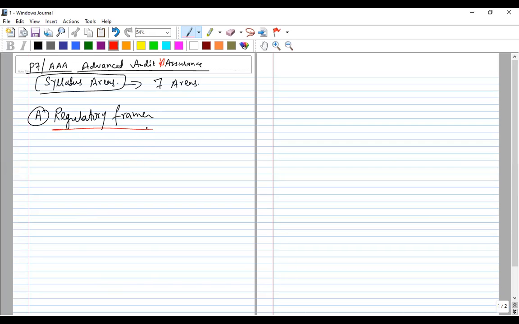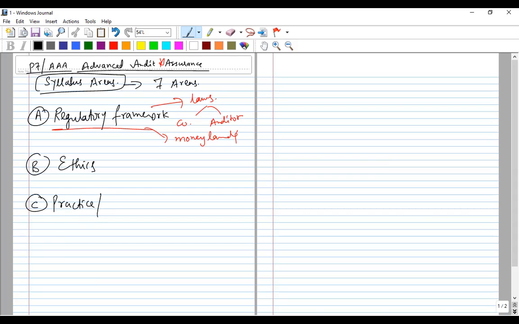which is the regulatory framework. In the regulatory framework, you will be studying the context of laws, what are the laws that are applicable on the company, what are the laws that are applicable on the auditor. You will be studying the money laundering topic. And unit B, which is professional ethics, and unit C, which is practice and quality management.